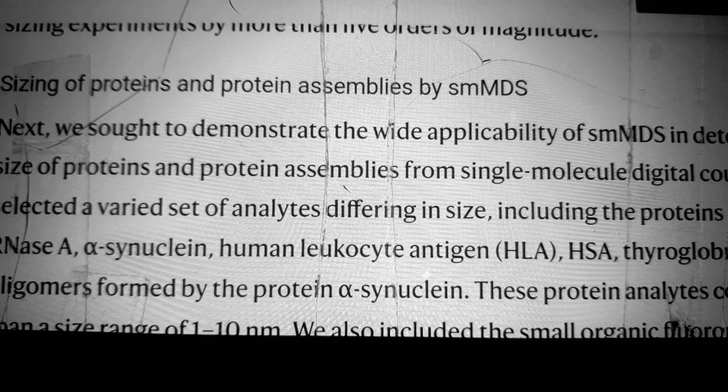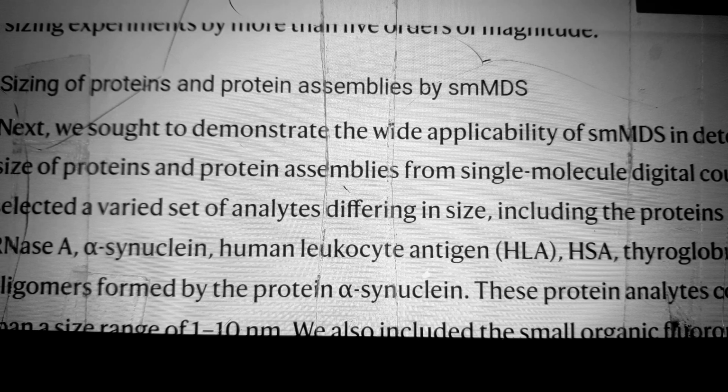Sizing of proteins and protein assemblies by SMMDS. Next, we sought to demonstrate the wide applicability of SMMDS in determining the size of proteins and protein assemblies from single molecule digital counting.